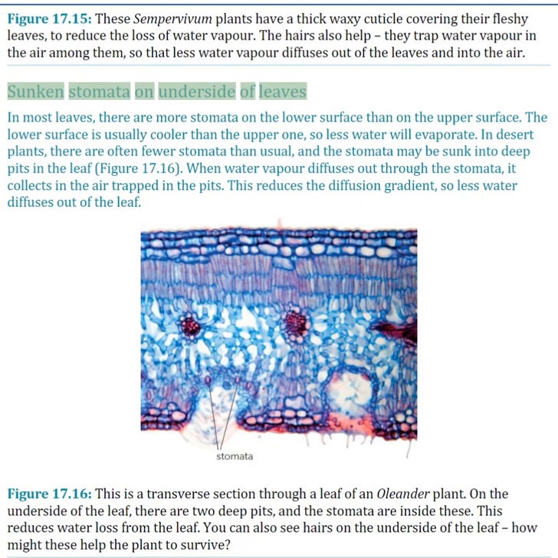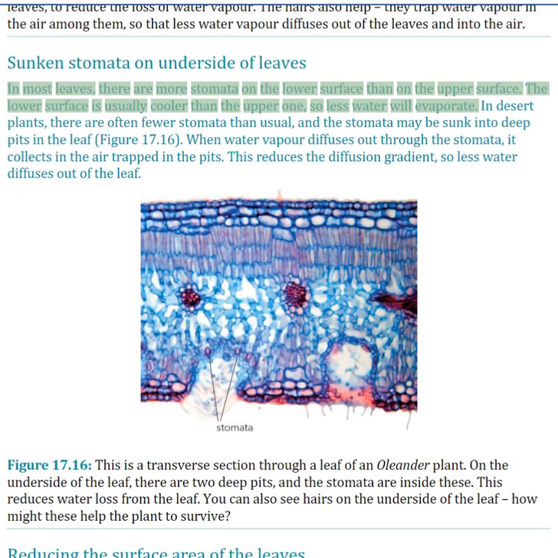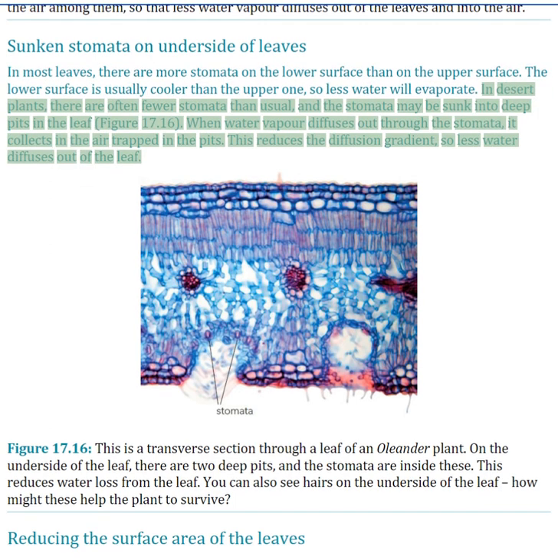Sunken stomata on underside of leaves. In most leaves, there are more stomata on the lower surface than on the upper surface. The lower surface is usually cooler than the upper one, so less water will evaporate. In desert plants, there are often fewer stomata than usual, and the stomata may be sunk into deep pits in the leaf. When water vapor diffuses out through the stomata, it collects in the air trapped in the pits. This reduces the diffusion gradient, so less water diffuses out of the leaf.